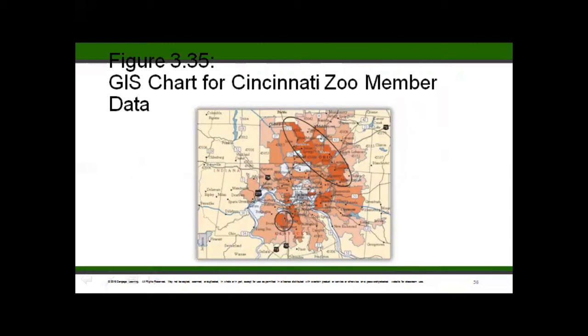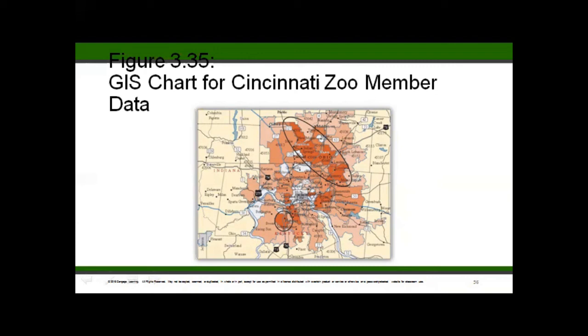This figure displays a map of the Cincinnati, Ohio metropolitan area showing the relative concentrations of Cincinnati Zoo members. The more darkly shaded areas represent areas with a greater number of members.